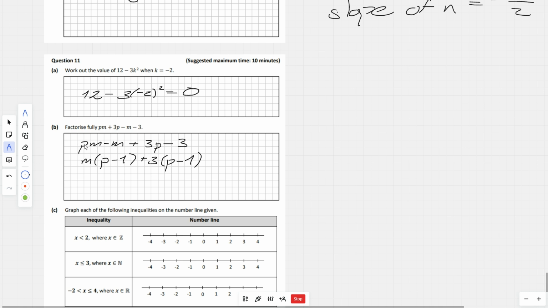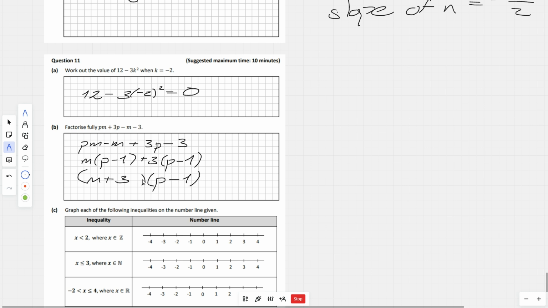So what makes it different is the p, and what makes it different is the minus sign, so we put minus 1, then this p minus sign again. If you do it correctly, you should always get the same sequence in both of the brackets. So we have a p minus 1 here and a p minus 1 here. So our final answer will be m plus 3 multiplied by p minus 1.